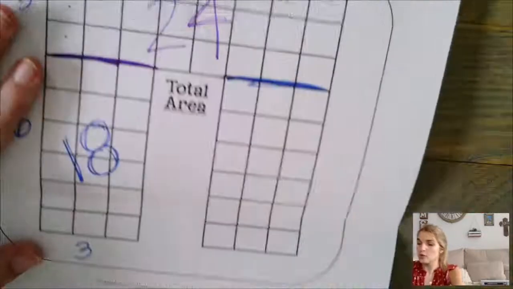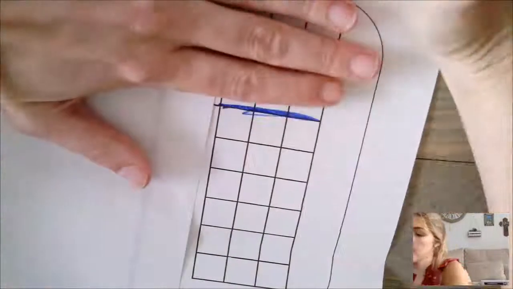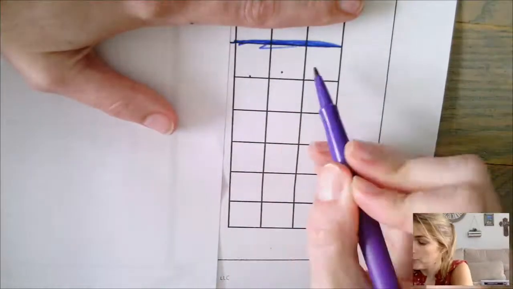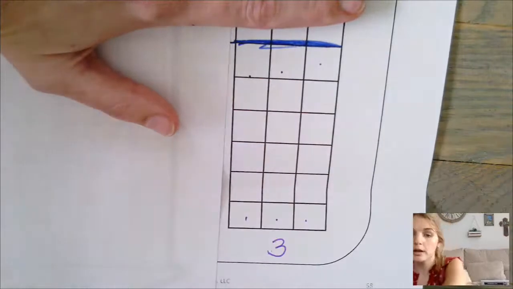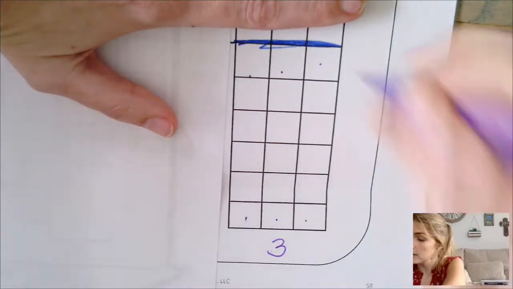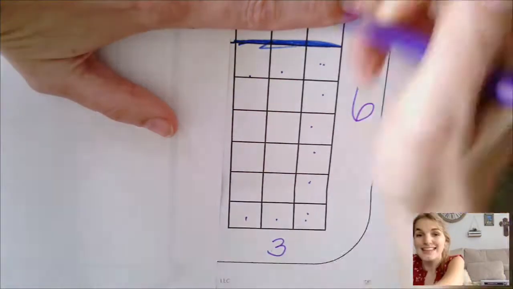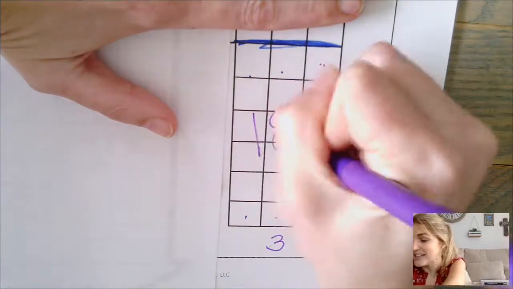Last but not least, we'll go over to our last rectangle, just this section right here. And let's count to see how many. 1, 2, 3. I'll do it down here so it's easier to see. 3 is the width, units. 1, 2, 3, 4, 5, 6 is how many units it is long. So 6 times 3 is 18.